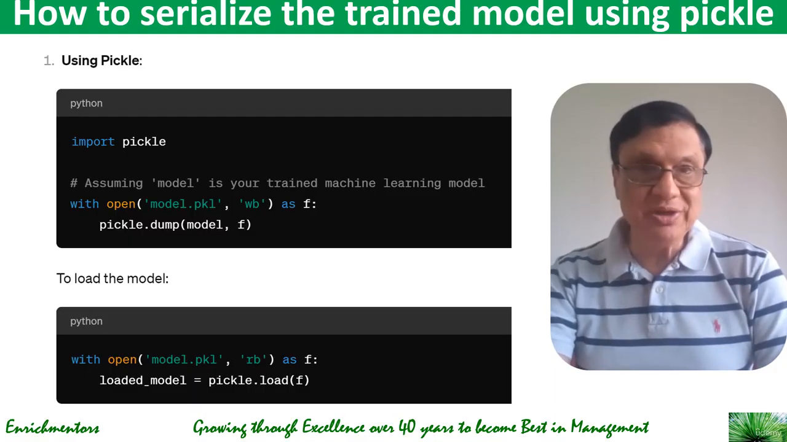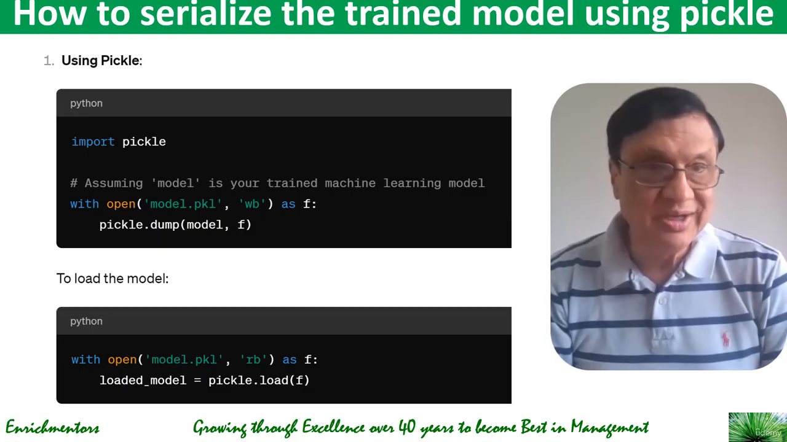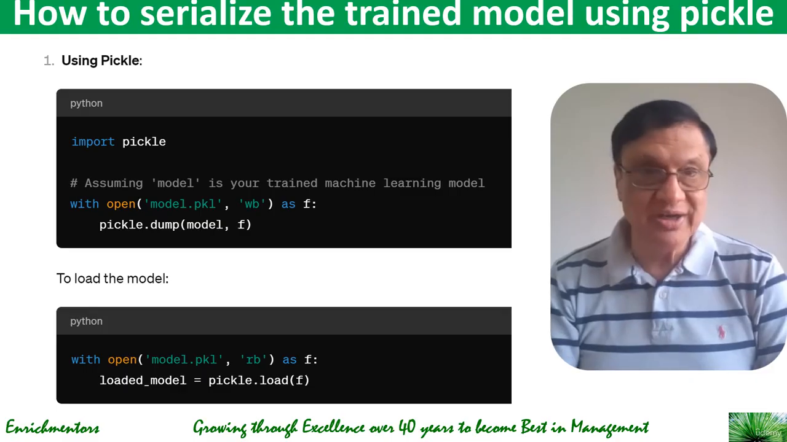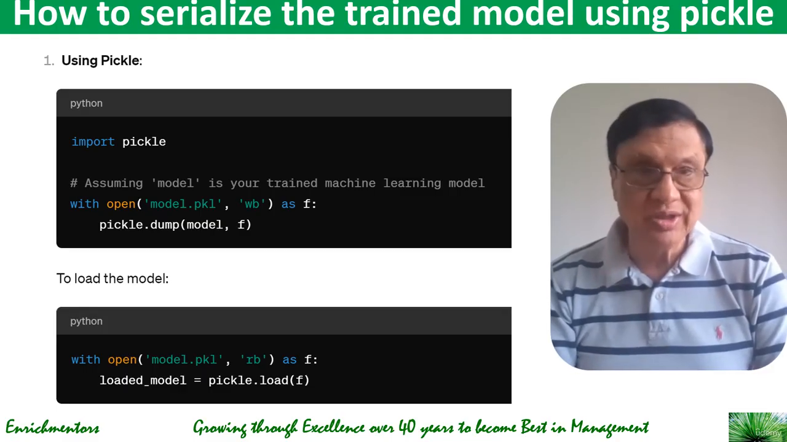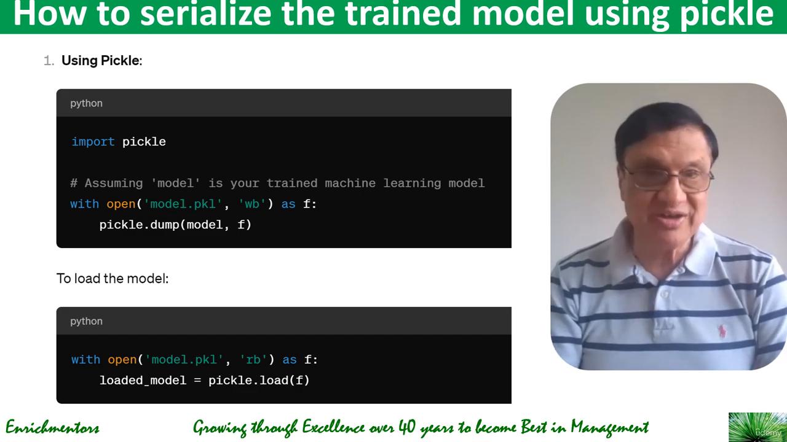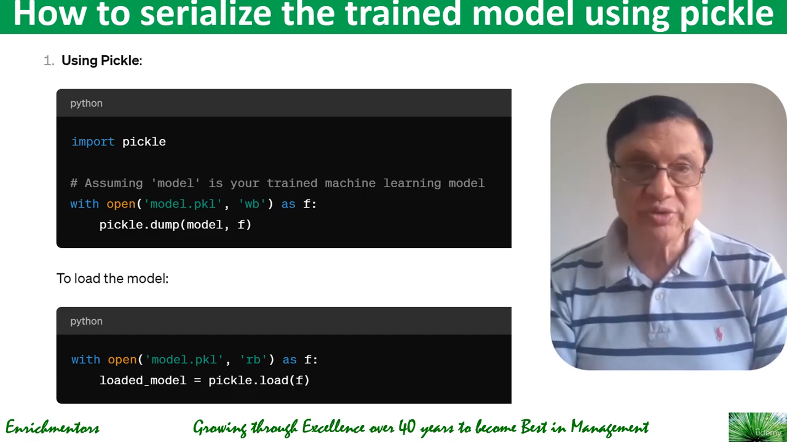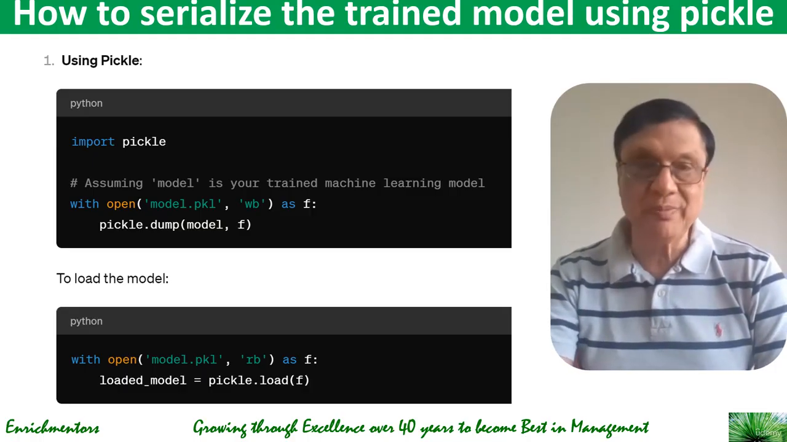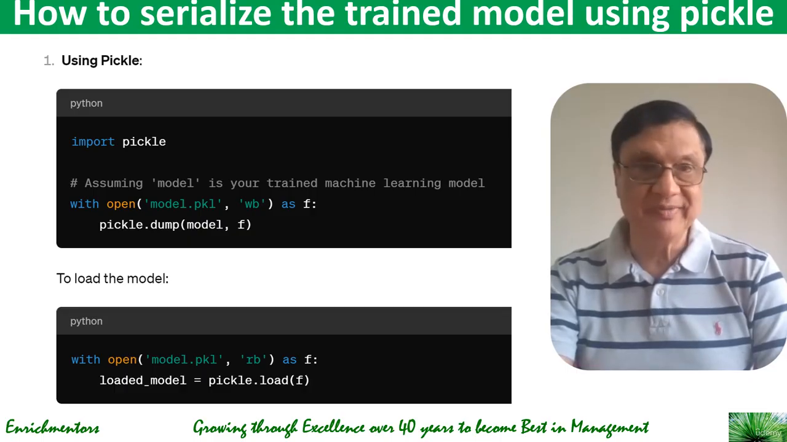Using Pickle, what you need to do is run these commands that you see here. You need to import Pickle, then you assume model is your trained model, you type out the model that you want to serialize, and then open and load the model. So it's as simple as that. That's how you can serialize the trained model using Pickle, and you can come back and look at this command from the PDF file.